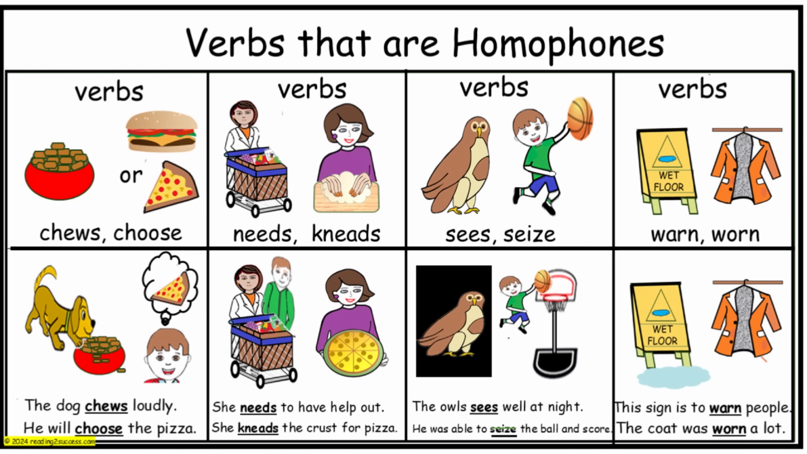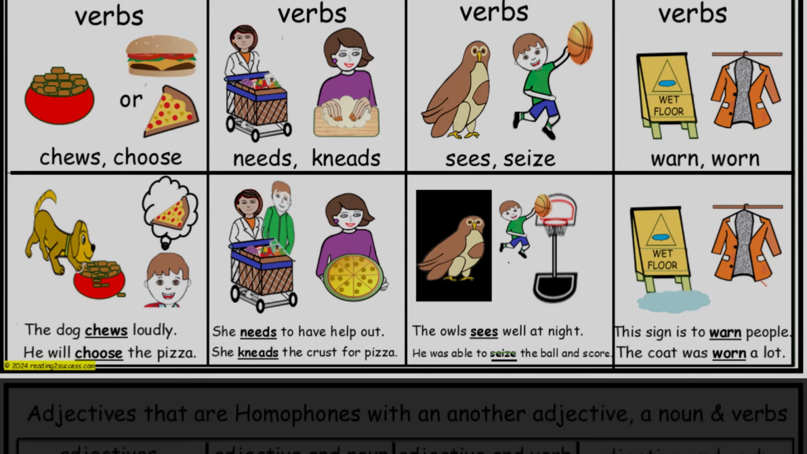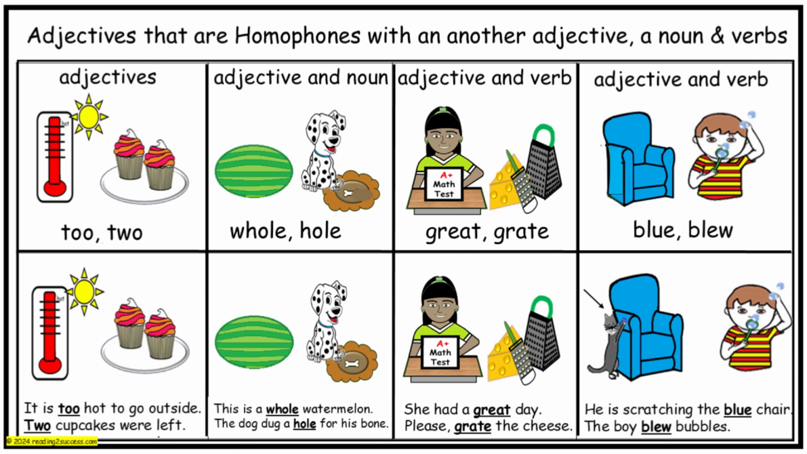Our second chart, verbs that are homophones, choose and choose, needs and needs, sees and sees, and finally, worn and worn. Our third chart, adjectives that are homophones with another adjective, as in to, with a noun, whole, with a verb, great, and another verb, blue, blue.